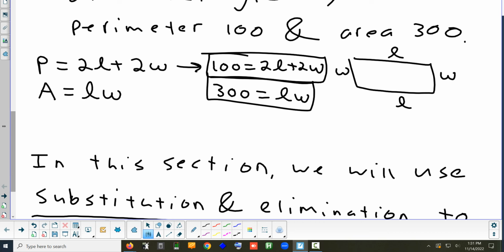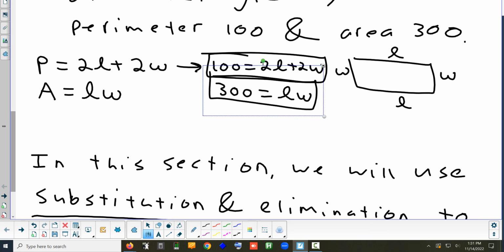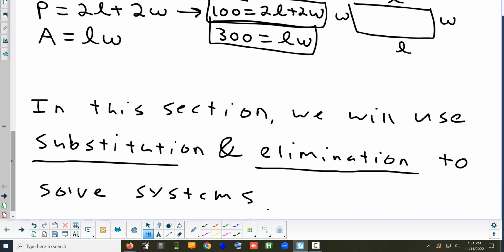Now, there's lots of numbers you can multiply together to get 300. You could do 3 and 100. You could do 10 and 30. You could do 30 and 10. But the thing is, not only do they have to multiply to give you 300, they have to add up to give you 100. So that's what makes it a little harder to figure out. But as long as we follow a method, then we don't have to guess what the answer is. So the two main ways that we're going to solve systems of equations are substitution and elimination.